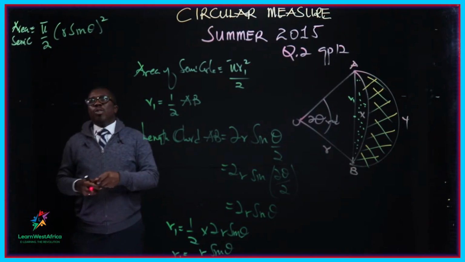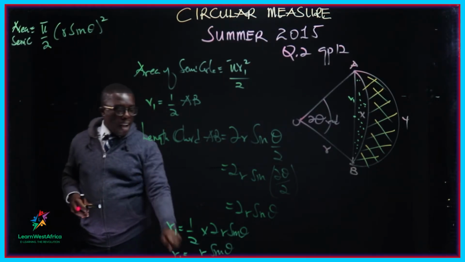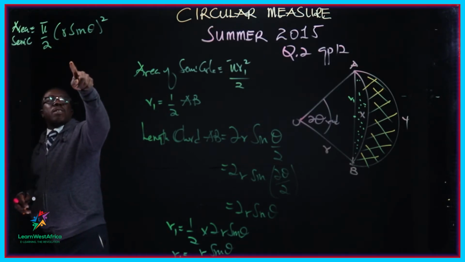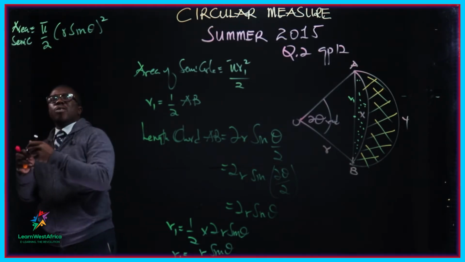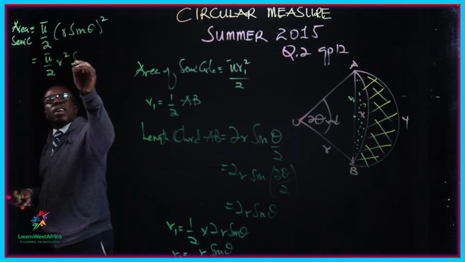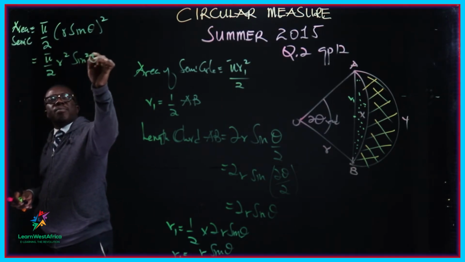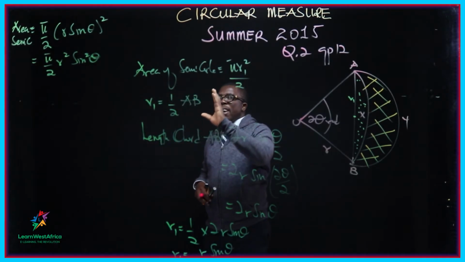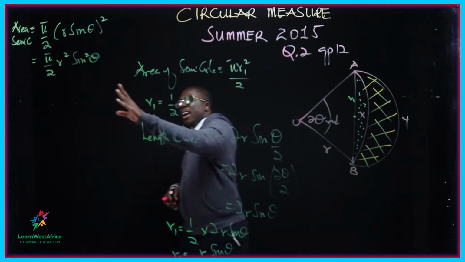Are you okay? So pi over 2 r1 squared, and our r1 is r sine theta. So we're going to have pi over 2, r sine theta squared. So this is going to give you pi over 2 r squared sine squared theta. Hope you're okay. So now we have the area of our semicircle in terms of r and theta.